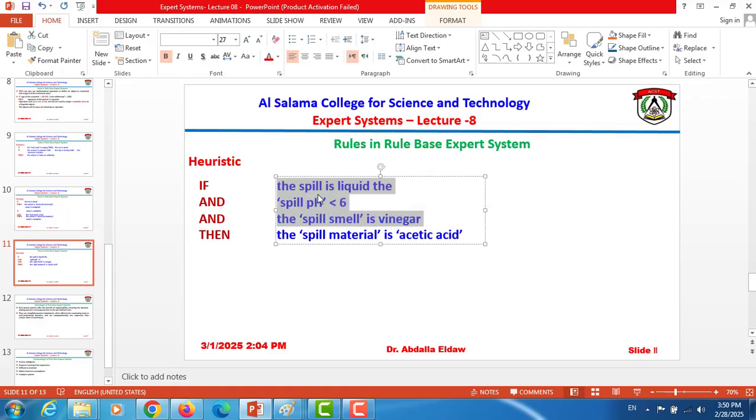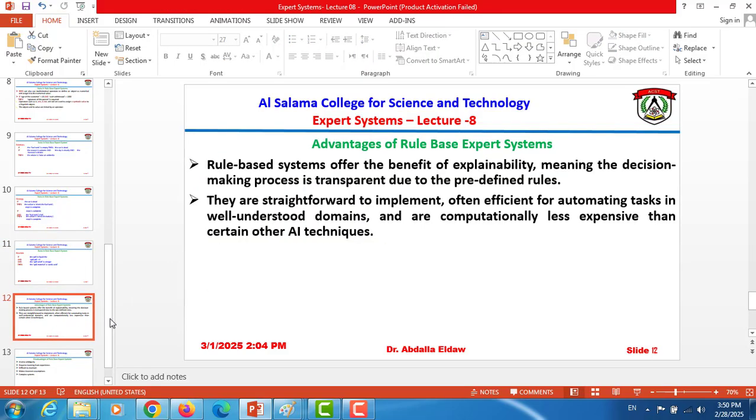And it may also include a logical operator. Here we see a mathematical operator, pH less than 6, and maybe it includes AND with another mathematical operator. Instead of using AND, we can use NOT, we can use NAND, or any type of logical operators.